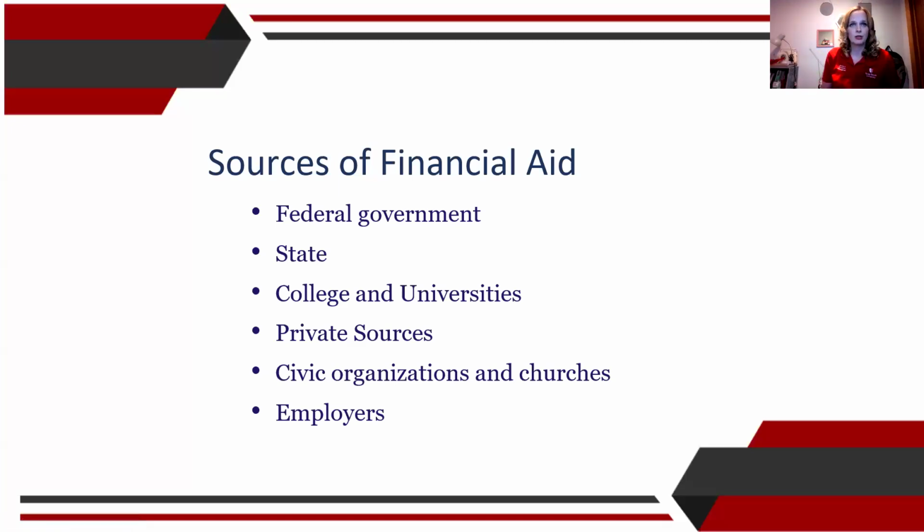So earlier in the presentation, I mentioned that there were two types of aid: gift aid, such as scholarships and grants that generally do not need repayment. However, remember about Excelsior, always make sure you read your contractual agreements. And self-help aid, such as loans, which must be repaid, as well as employment, where a student would earn a paycheck for the hours that they had worked. As previously mentioned, these sources of aid can come from a variety of sources, such as the federal and state government, college, university, private sources, religious organizations, employers.